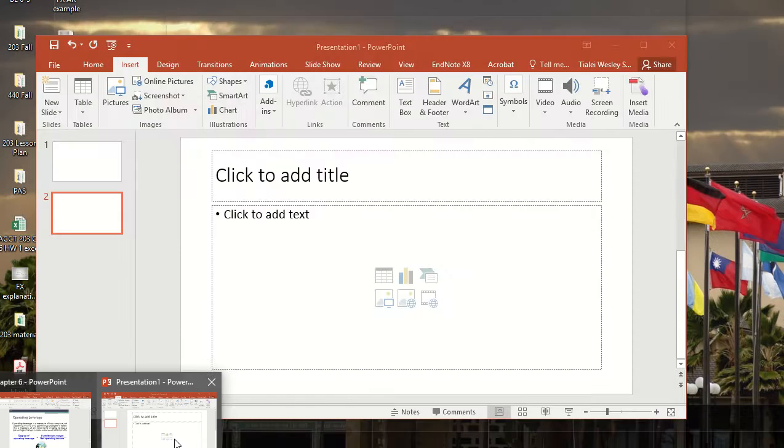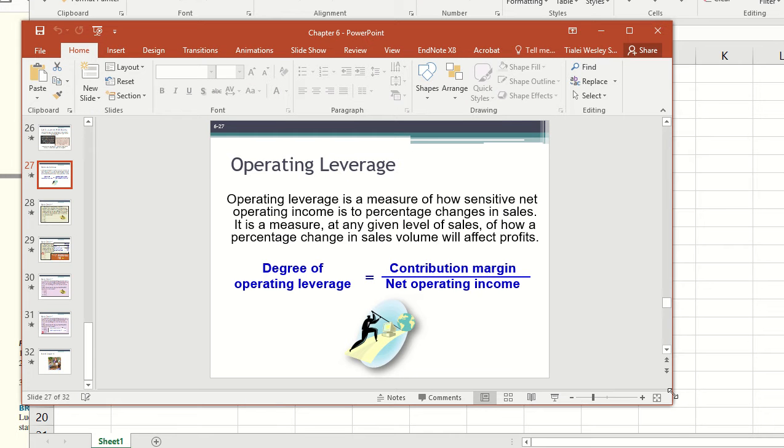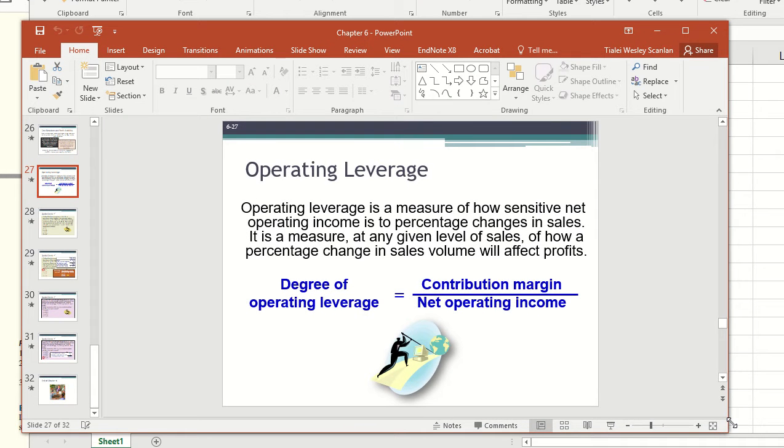So the formula to calculate that degree of operating leverage, just to review, operating leverage is a measure of how sensitive net income is to percentage changes in sales. It is a measure at any given level of sales of how a percentage change in sales volume will affect profit. So if our sales go up 5%, the more operating leverage we have, the higher our net income will be. It'll be affected much more if our degree of operating leverage is higher, because it's a measure of how sensitive net income is to the change in sales.